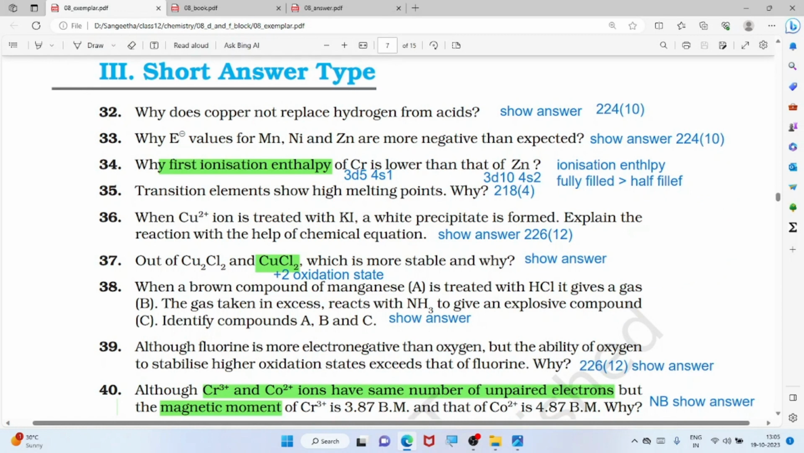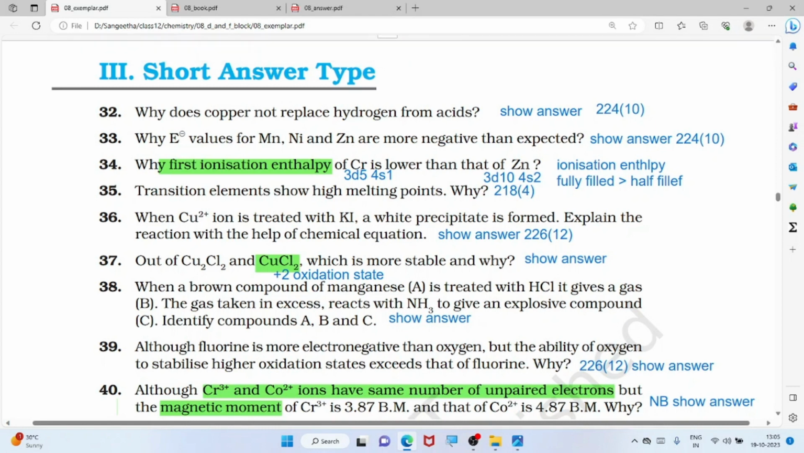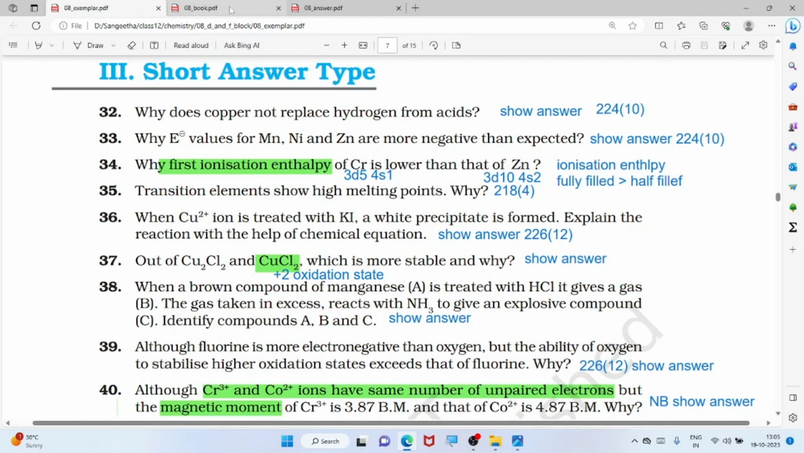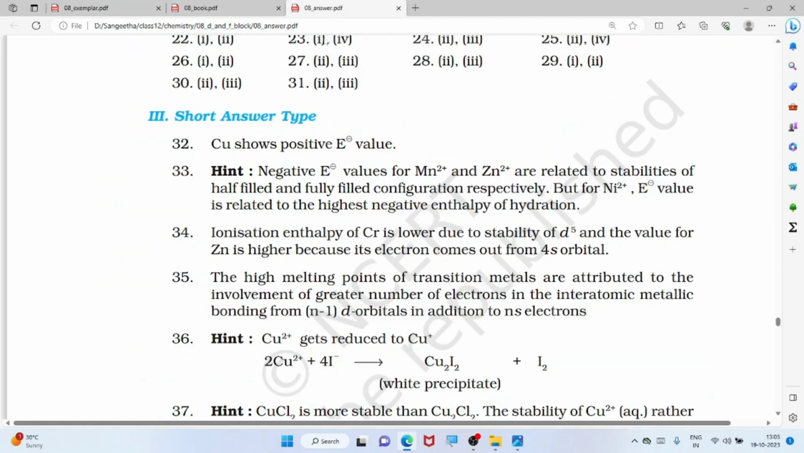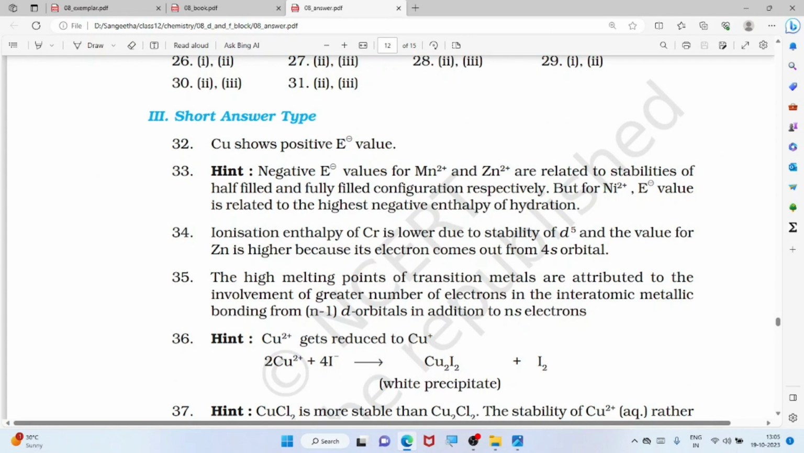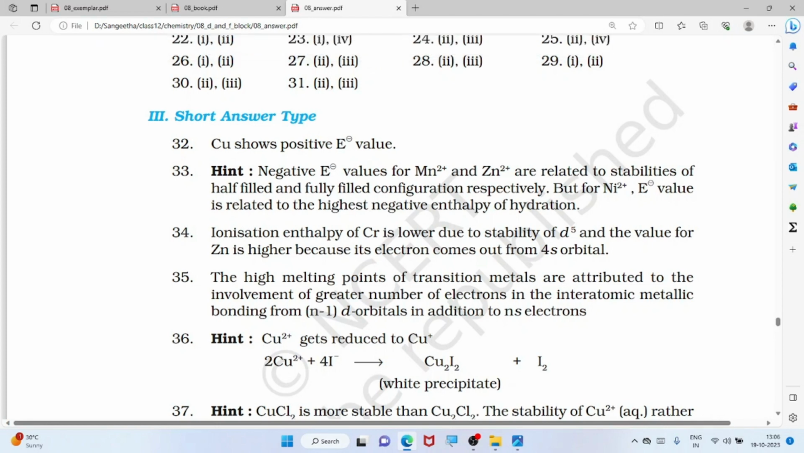Why are the E° values for Mn, nickel and zinc more negative than expected? Due to the stabilities of the half-filled and fully filled configurations respectively. Okay, these have half filled and fully filled electronic configuration. But for nickel, the E° value is related to the highest negative enthalpy of hydration.